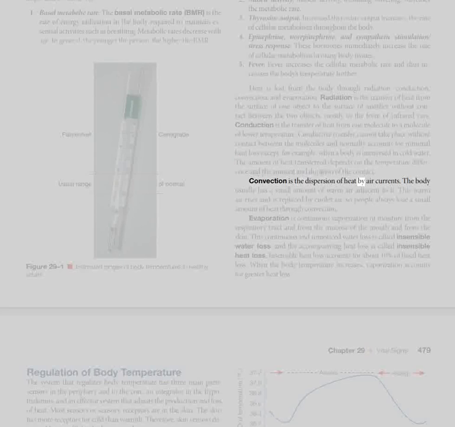Convection is the dispersion of heat by air currents. The body usually has a small amount of warm air adjacent to it. This warm air rises and is replaced by cooler air, so people always lose a small amount of heat through convection. Evaporation is continuous vaporization of moisture from the respiratory tract, from the mucosa of the mouth, and from the skin. This continuous and unnoticed water loss is called insensible water loss, and the accompanying heat loss is called insensible heat loss. Insensible heat loss accounts for about 10% of basal heat loss. When the body temperature increases, vaporization accounts for greater heat loss.